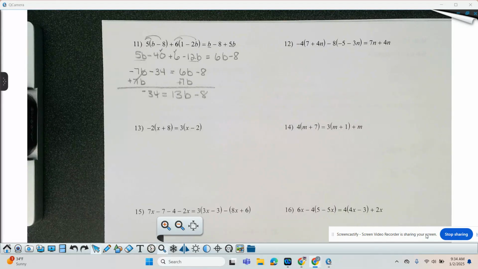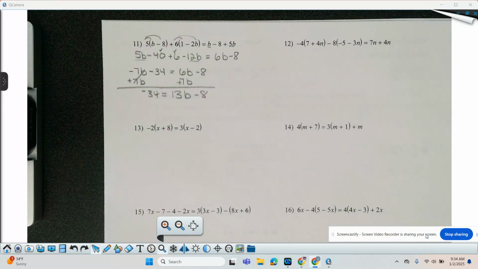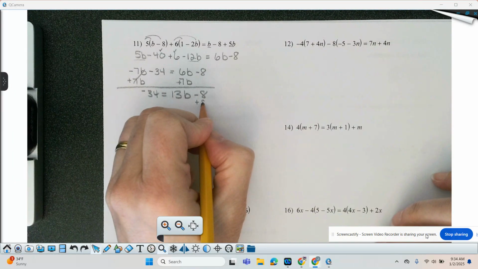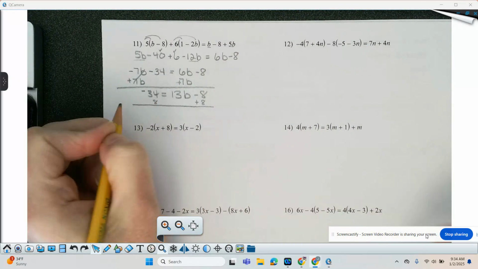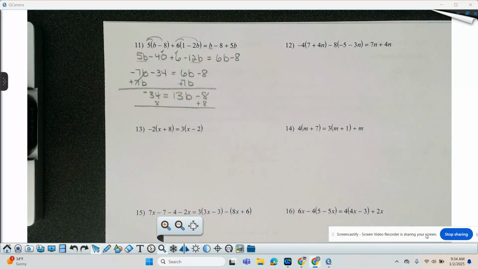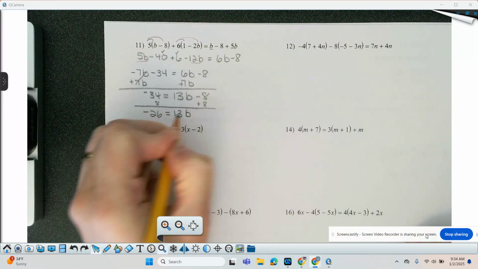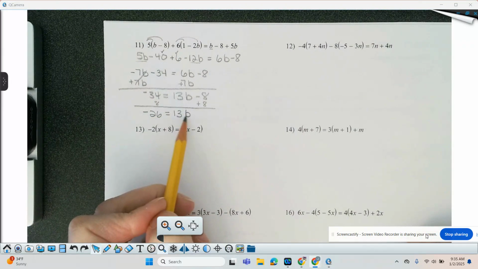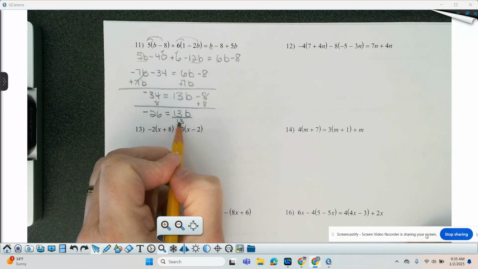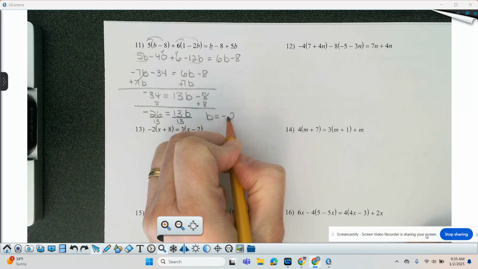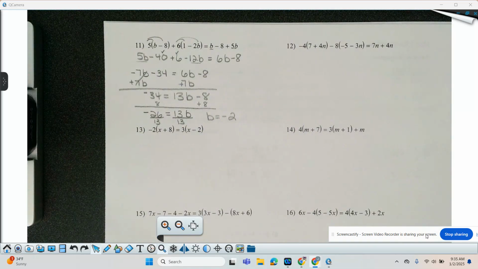All right, so now what we're going to do is add that 8 to both sides. And that negative 34, and it's a positive 8, that's going to leave you with a negative 26, and that's going to equal 13b. So finally, remember the number with the letter is the last to move. We're going to do the opposite, so it was multiplying, we're going to divide, and again, I'm out of room, so I'm going to leave that as b equals negative 2.